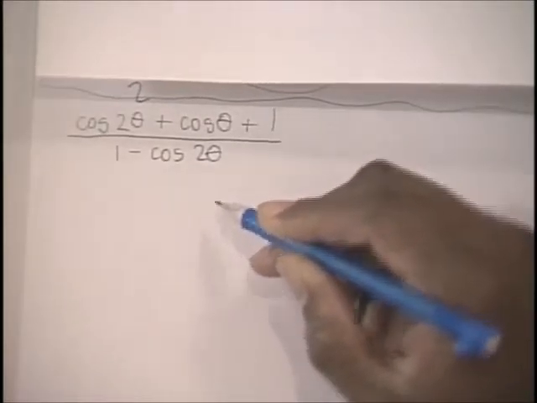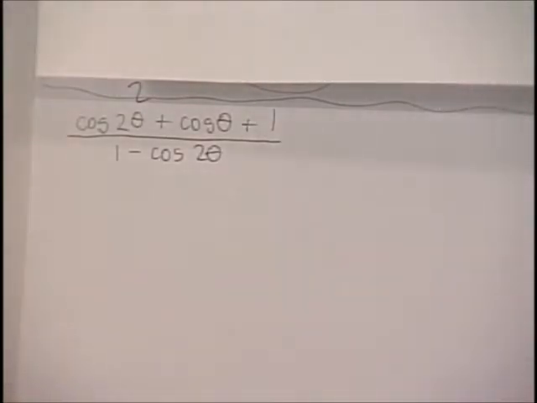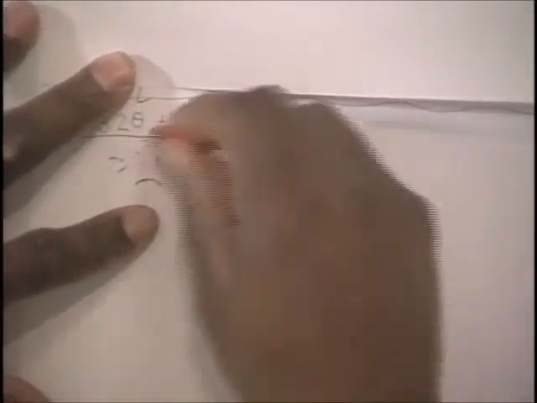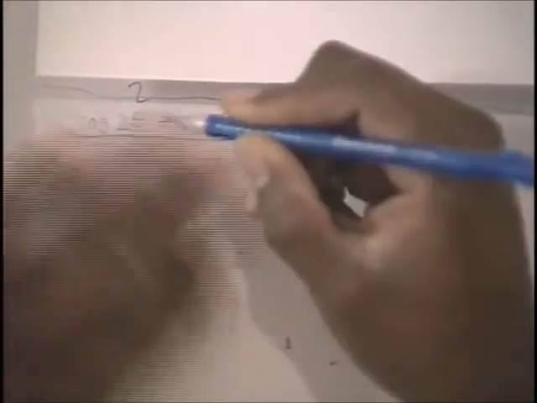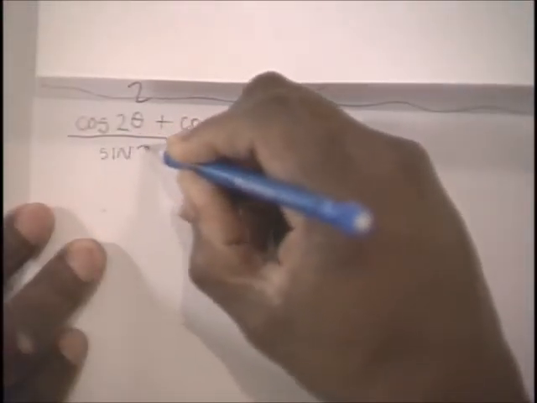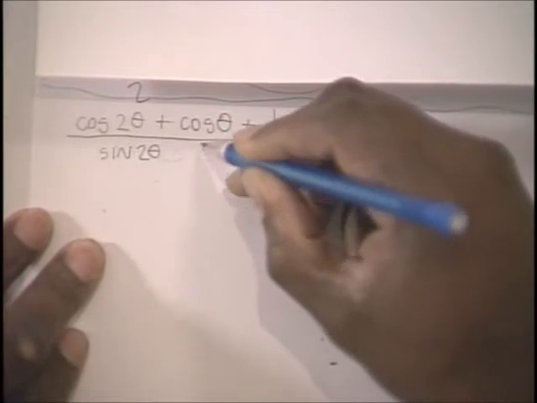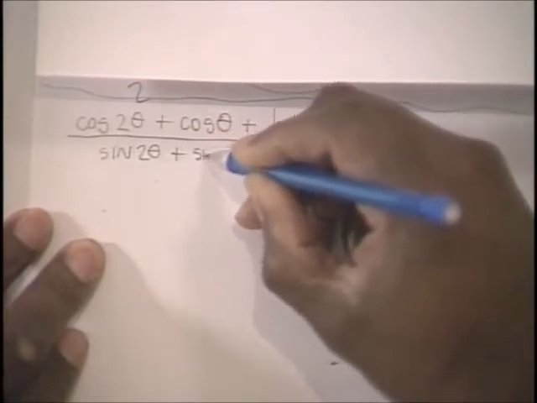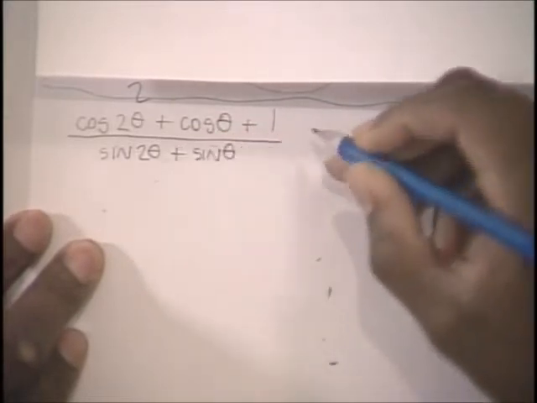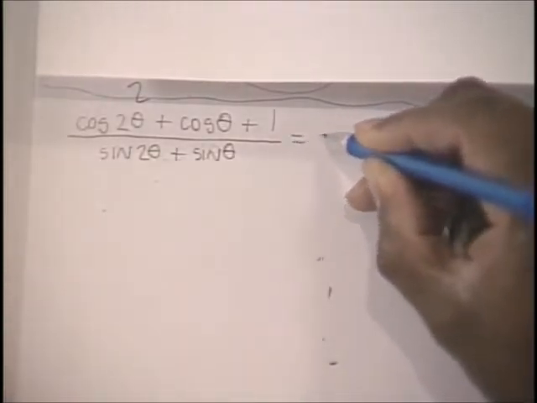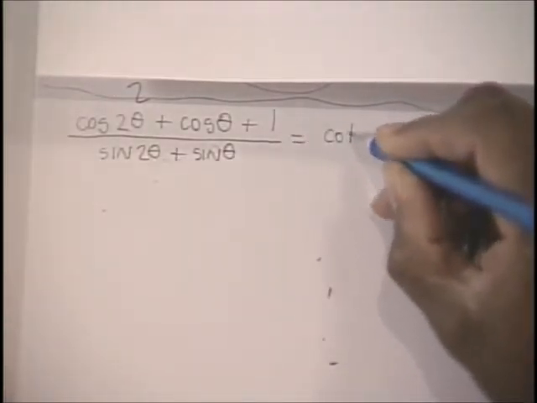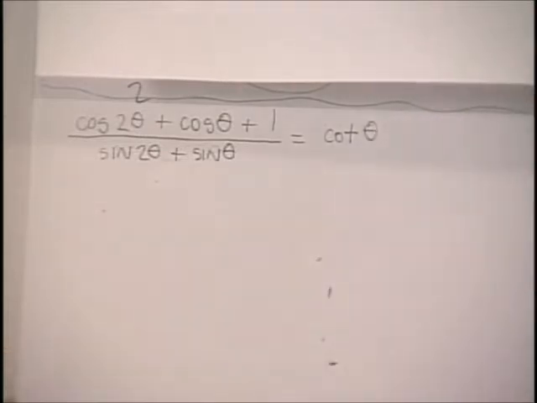I think I wrote down the problem wrong. I'm sorry about that. So they're saying that the denominator here is the sine of 2 theta. Sine of 2 theta plus the sine of theta. They're saying that this is equal to the cotangent of theta. All right? So you have to make sure you write down the problem properly. And I believe I did that.